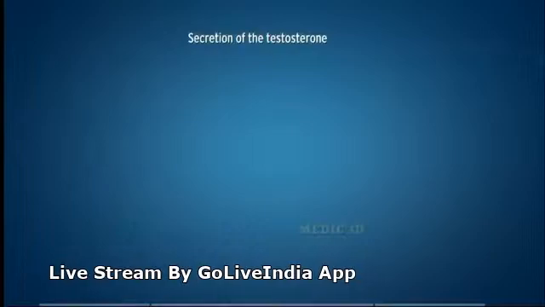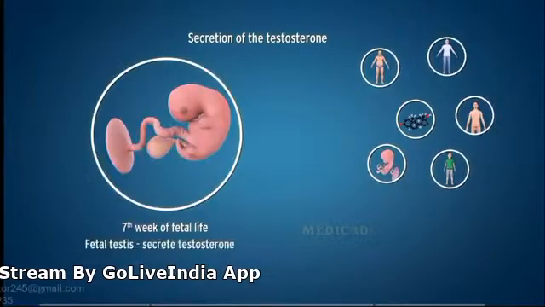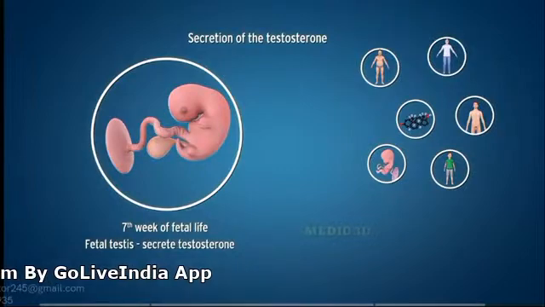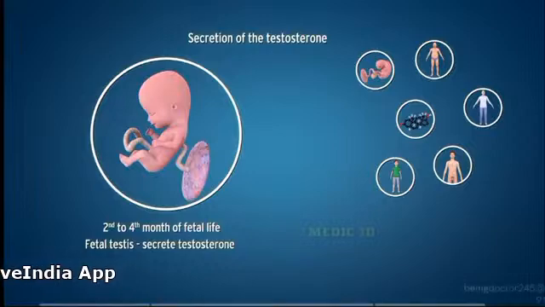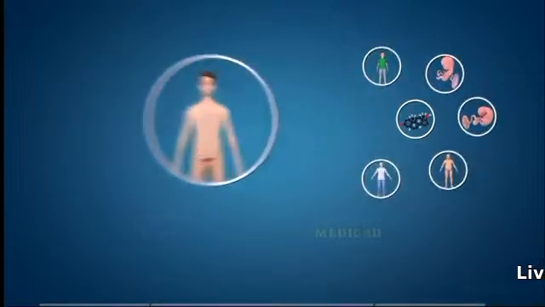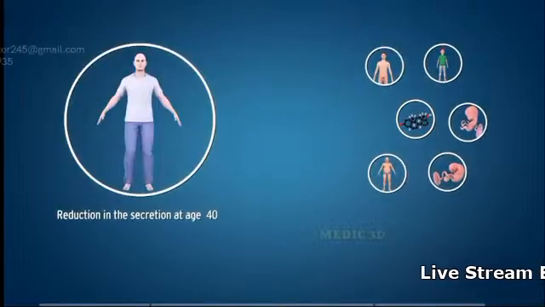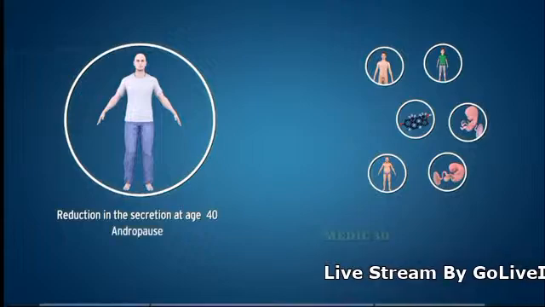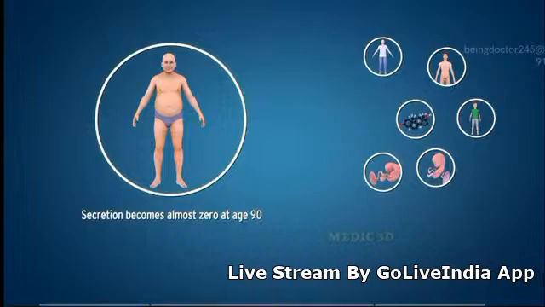The secretion of testosterone begins at 7th week of fetal life, and the fetal testis begins to secrete testosterone at about 2nd to 4th month of fetal life. In childhood, there is no secretion of testosterone, and the secretion of testosterone begins at the onset of puberty. However, there is reduction in the secretion of testosterone at 40 years, which is called andropause, and the secretion becomes almost zero at 90 years.